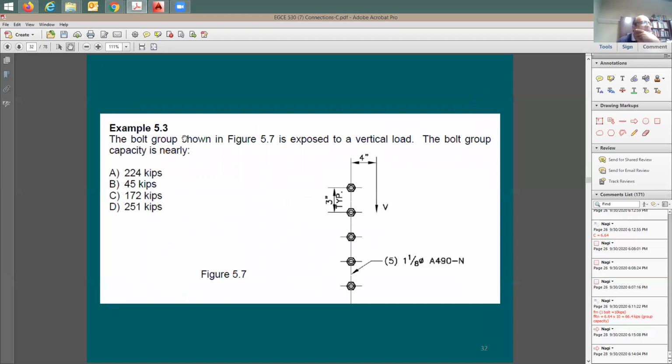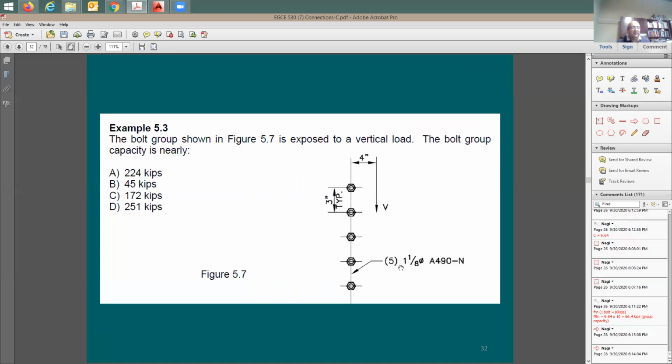I'm going to look here at this example 5.3. It gives me a bolt group, says 1 1/8 of an inch, A490N. So I have here 5 bolts. This spacing is going to be 3 inches, and the eccentricity is going to be 4 inches. I have a vertical force, it's going to be called V. And the question is, how much is the bolt group capacity?